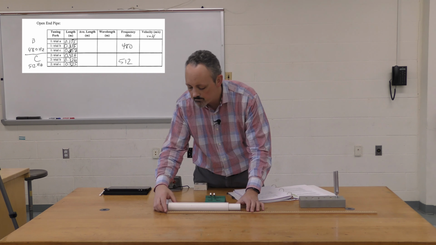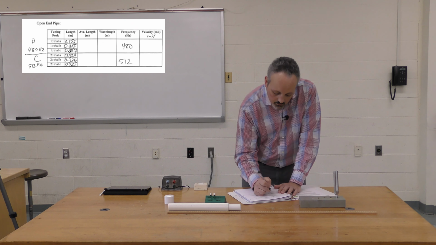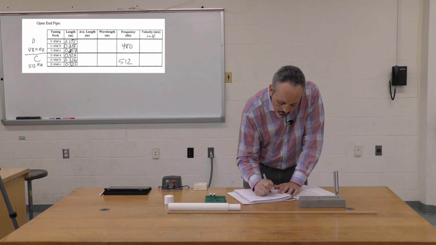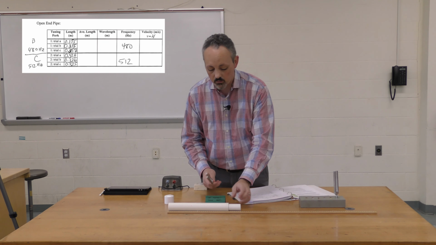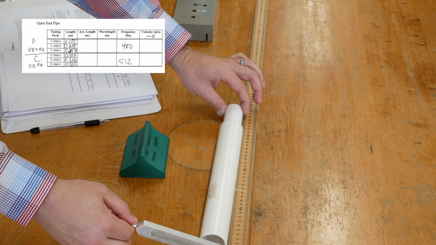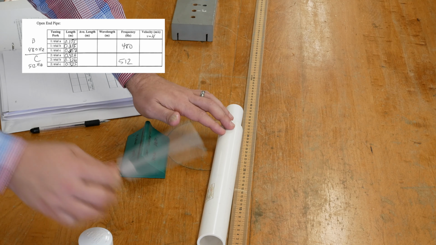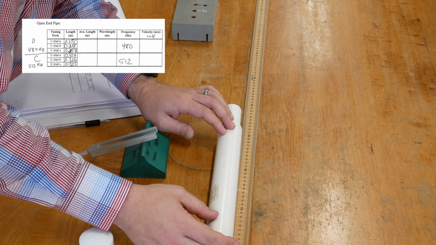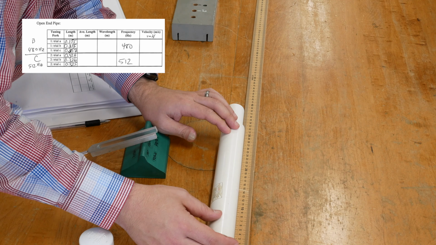Okay. In this case, I am exactly, again, 35.5. So it's 0.355. Do it one more time. I'm going to call that one good. And this time, okay, a little different. I'm at 35.7.